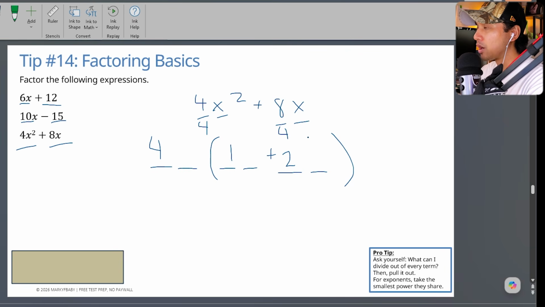The x's. Well, the x's, it always becomes the smallest power that gets taken out. So this is actually x to the first power. So we're going to take out an x. And an x to the first power divided by x to the first power just looks like this: x to the power of 1 minus 1, and that equals 0. And x to the 0th power equals 1. So we write a 1 here.